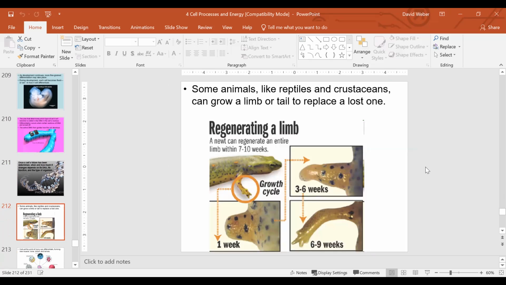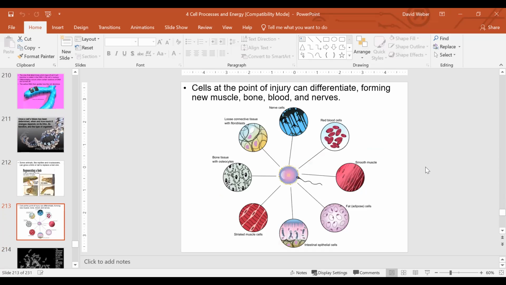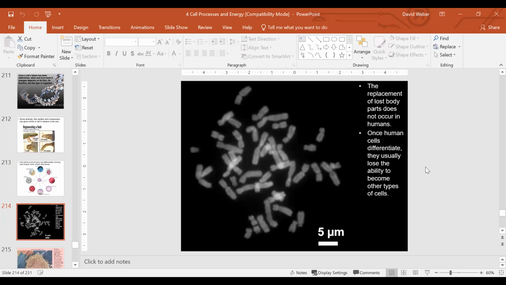Some animals, like reptiles and crustaceans, can grow limbs or tails and replace them. You know what? We don't do that. I wish we did. That would be ridiculously cool. Scientists are trying to figure that out, but it's built into their genes. You don't need to write that one down. Cells at the point of injury can differentiate, forming new muscle, bone, blood, and nerves. Okay, you don't need to write that one down.